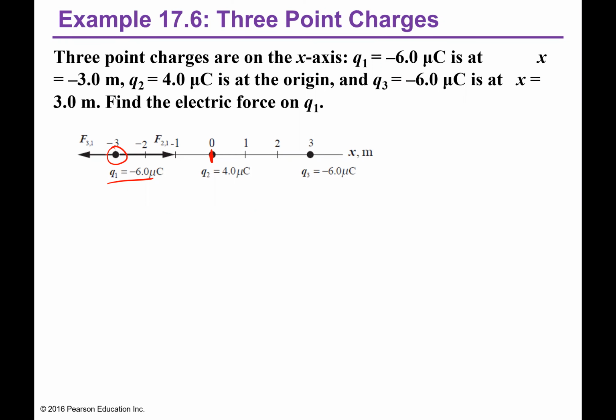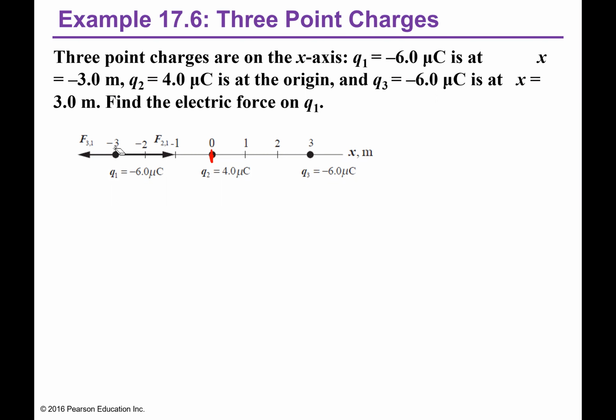Q2, which is 4 microcoulomb, is at the origin. And Q3, which is -6 microcoulomb, is at x equals 3 meters. Now, whenever you're given 3 charges, you have to understand that those 3 charges all interact with one another.